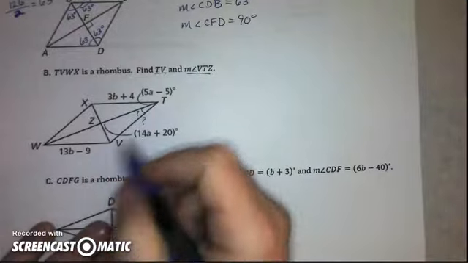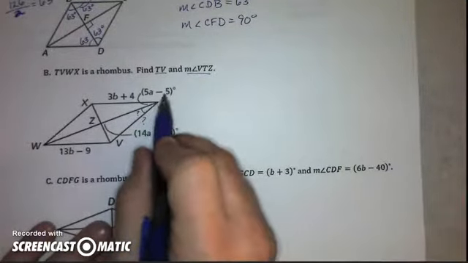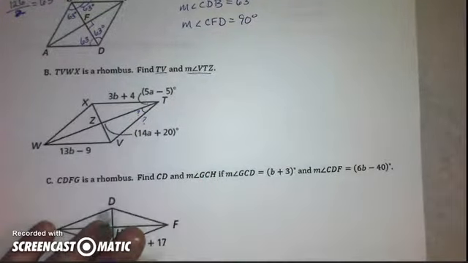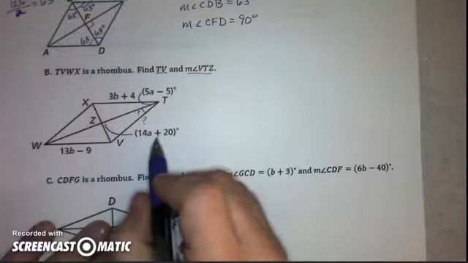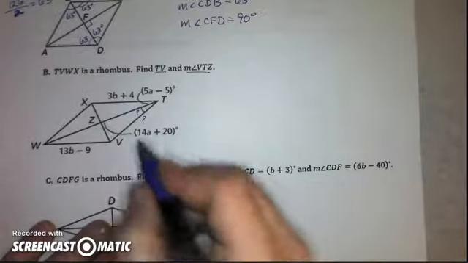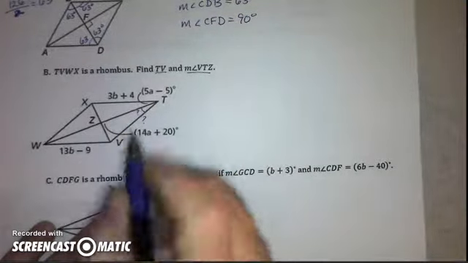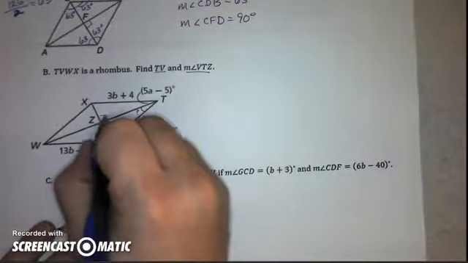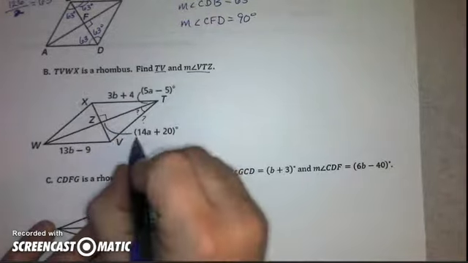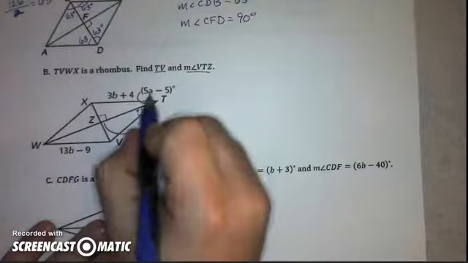Now, we are not going to say 14A plus 20 equals 5A minus 5. You guys get in a bad habit of just assuming that you set these equal. We're also not going to add them to equal 90 or 180. You have to understand what representation you're given better than that. We're told that this angle is 14A plus 20 degrees. Remember, in a rhombus, the diagonals are perpendicular. So all four of these angles are 90 degrees. That means this equals 90. We didn't even use this yet.